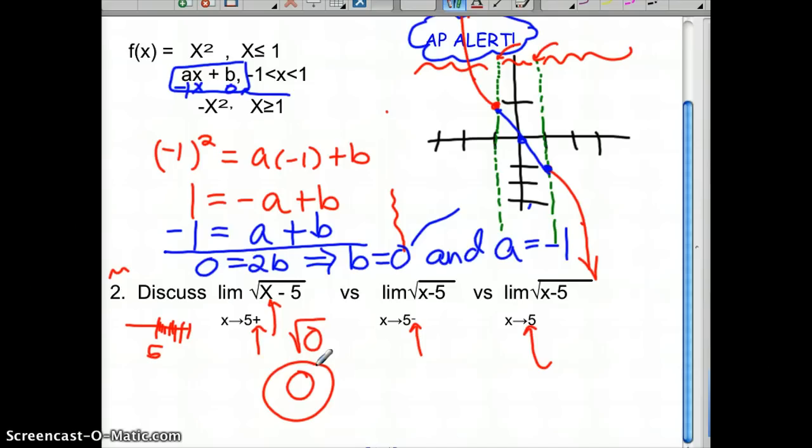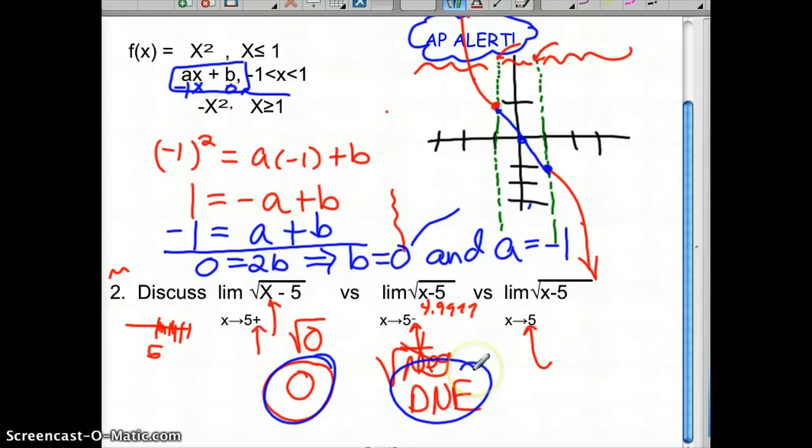Looks good. When I'm approaching from the left, I'm thinking in my head 4.9999. When I subtract, I'm going to get a negative. Okay? I can't root a negative. It's illegal. So we say that the limit there does not exist. And consequently, because I am not the same limit from the left as I was from the right, the limit as I approach 5 in general as a whole does not exist.